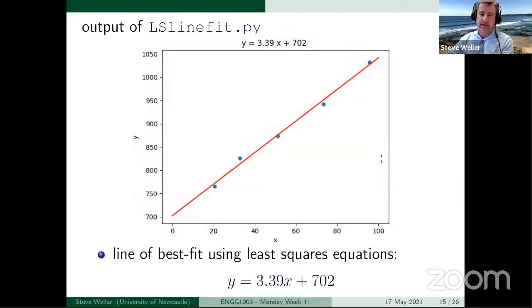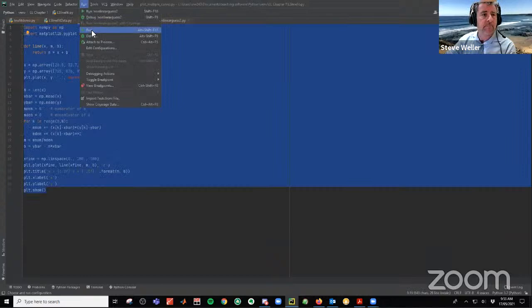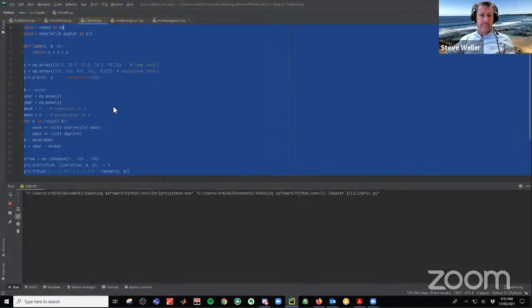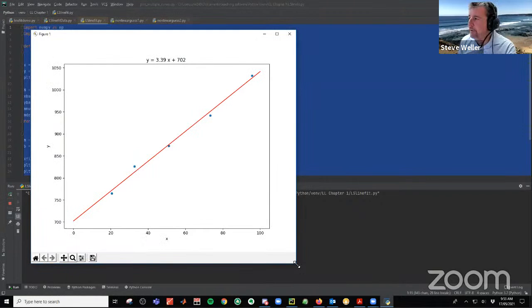So we can run it. Least squares line fit. And here's the graph that I shared with you in the lecture slides. You can reproduce it yourself from the code.